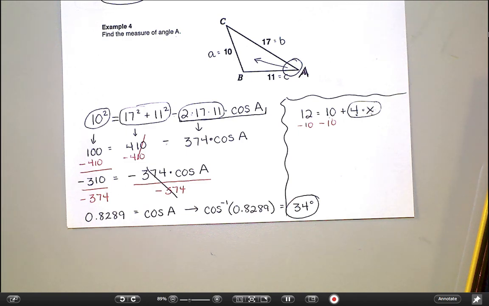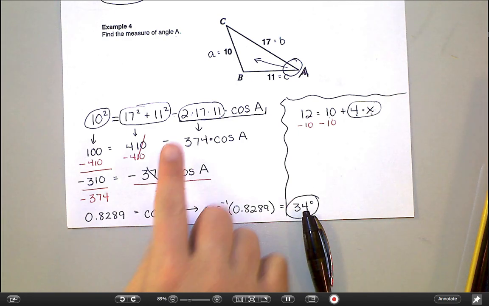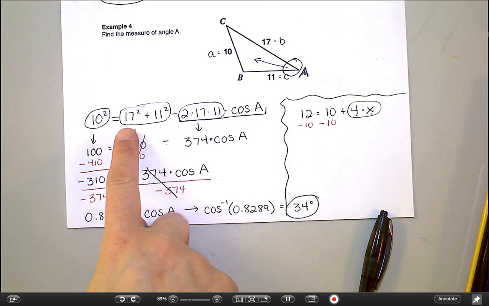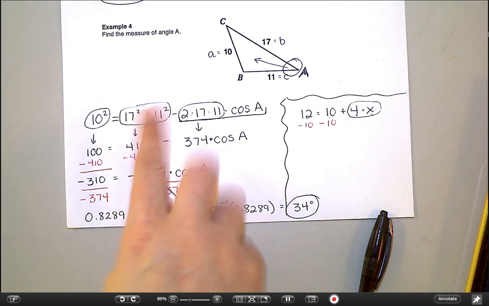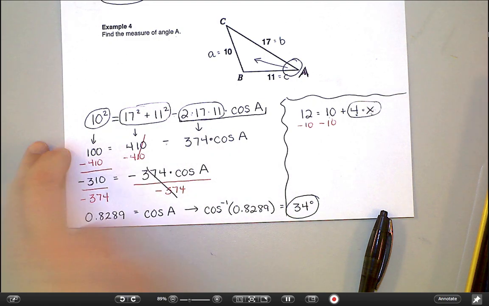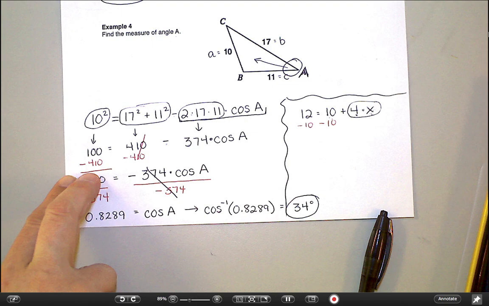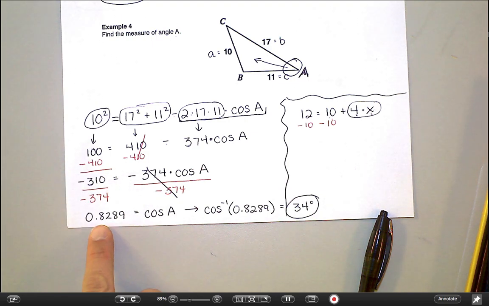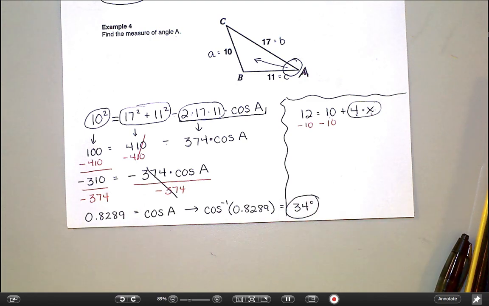So when you're looking for an angle measure with law of cosines, when you've got the variable over here kind of buried in the mess, you can't just plow through on your calculator. You've got to do it in chunks and subtract, and then do this chunk and divide to move it out of the way. And then you get down to cosine of A equals some decimal, do an inverse, and then you'll have your answer.